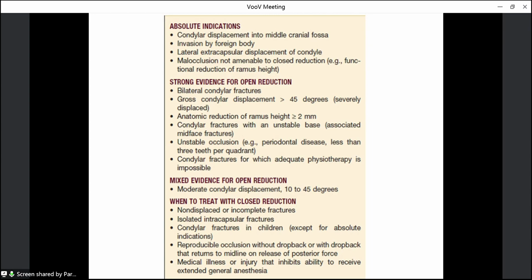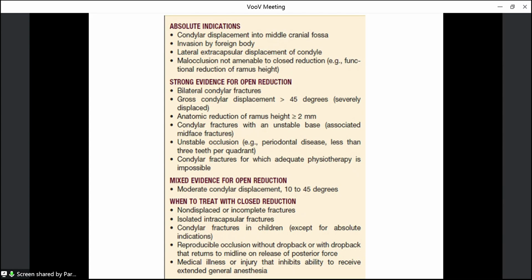Second condition is invasion by foreign body. A foreign body is present in the TMJ area, if it is a blast injury or bullet arm injury. In such cases, if there is a foreign body in the TMJ area, then you have to operate the case with surgery. You have to open the TMJ. Third, lateral extracapsular displacement of the condyle. If the condyle is displaced laterally and the capsule is ruptured, then also you have to open the TMJ. You have to treat surgically.